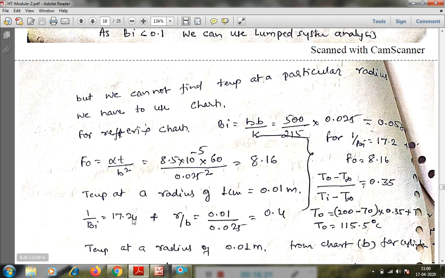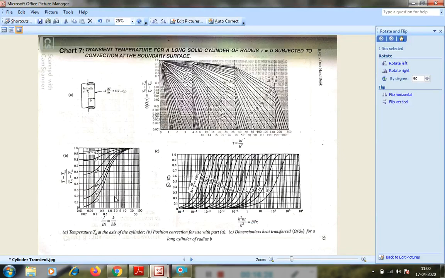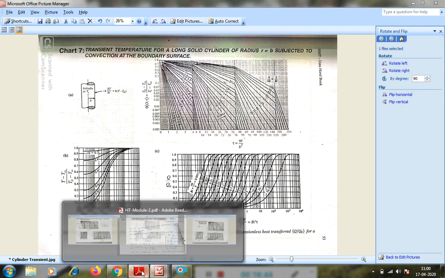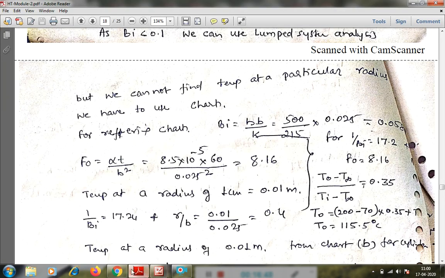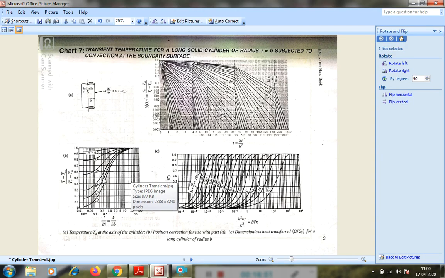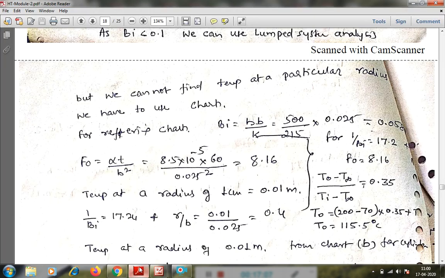That 0.4 we got for r by b. 1 by Biot number along the x-axis, then along the y-axis we get the temperature ratio, T minus T infinity over T naught minus T infinity. Along the curve r by b equal to 0.4 and 1 by Biot number 17.4, between 15 and 20, the value is very near to 1. It is not exactly 1, but very near.